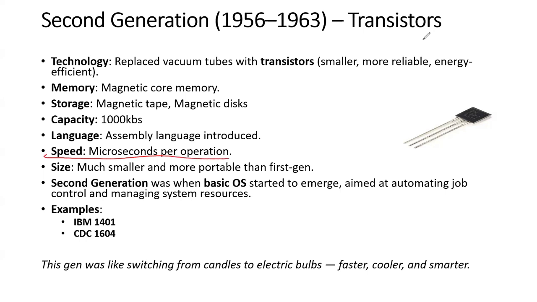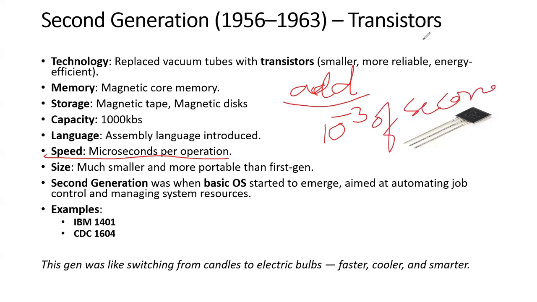Which is microseconds per operation. Any operation that you take, say, for example, I want to add two numbers. This is the operation I want to do. In the first generation computer, it is milliseconds, so it is 10 power minus 3 of a second. But in the second generation, the time taken for the same operation is 10 power minus 6 of a second. Of course, 10 power minus 6 of a second is much faster. So the speed of the computers has also increased a lot.